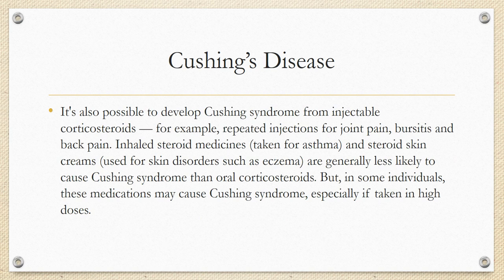It is also possible to develop Cushing's syndrome from injectable corticosteroids. For example, repeated injections for joint pain, bursitis, and back pain. Inhaled steroid medications taken for asthma, or steroid skin creams used for skin disorders such as eczema, are generally less likely to cause Cushing's syndrome than oral corticosteroids, but in some individuals these medications can cause Cushing's syndrome, especially if taken in high doses.